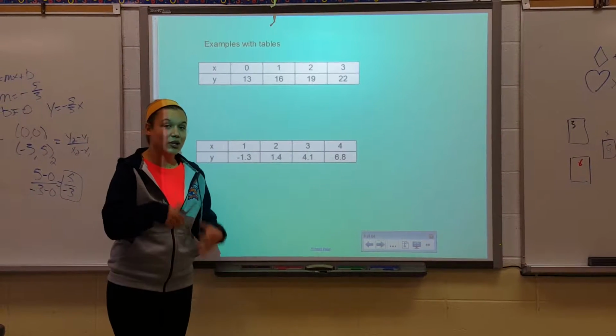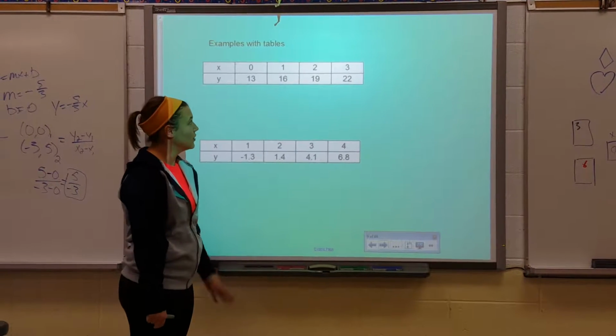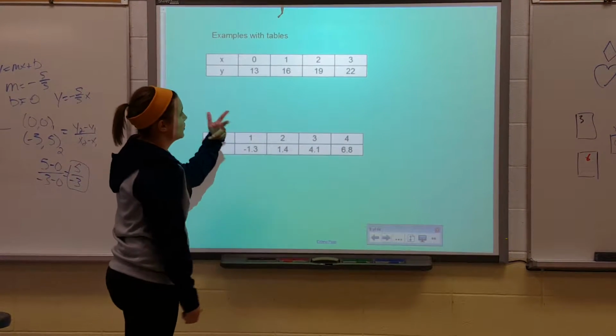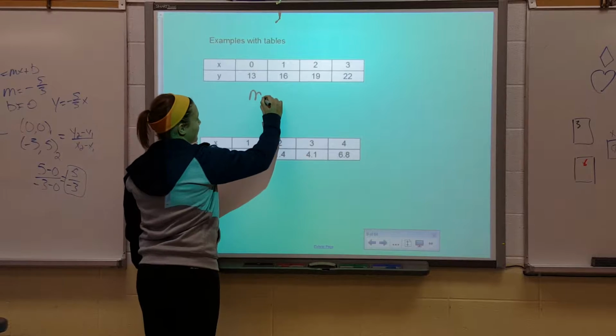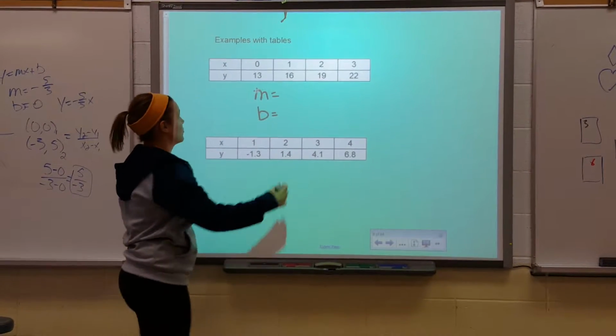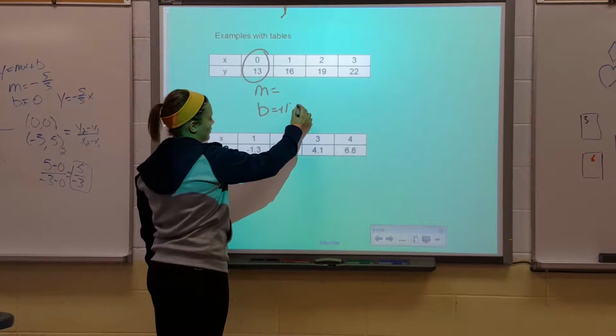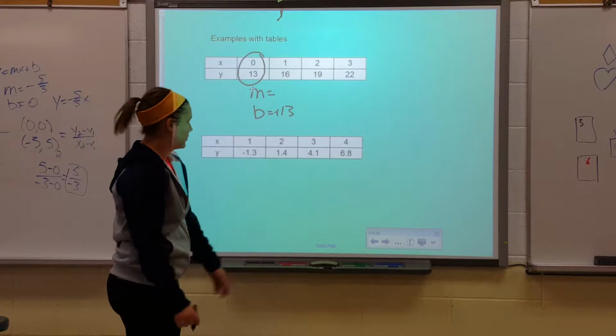Just as a review, we're going to go back through how to figure out the equation from the table. So we saw the one before. Hopefully you tried the practice one. Now on this one, if we remember, we need m and b. B is our y-intercept, which is where x equals 0. So b in this situation is going to be 13. Positive 13 just because it's positive.